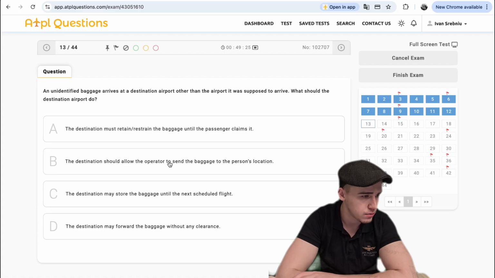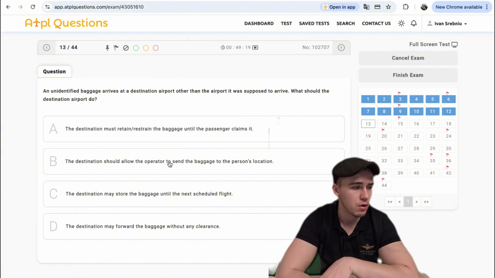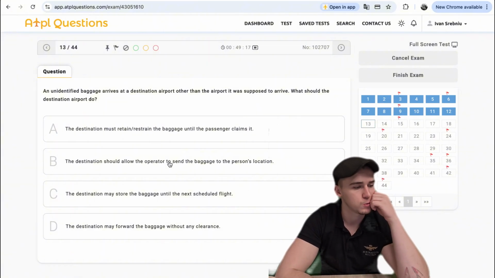An unidentified baggage arrives at the destination airport other than the airport it was supposed to arrive. What should the destination airport do?